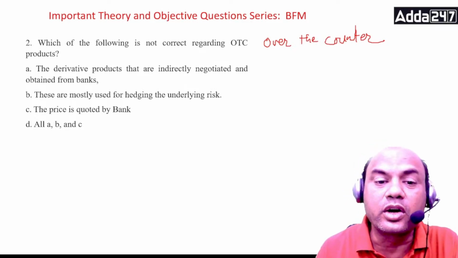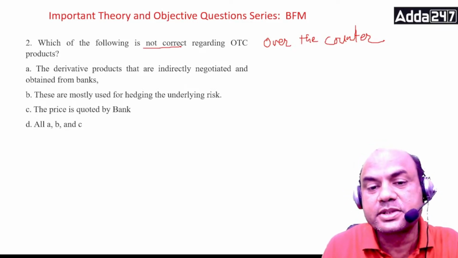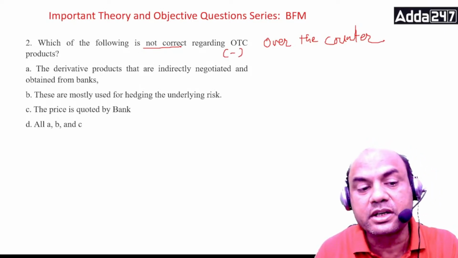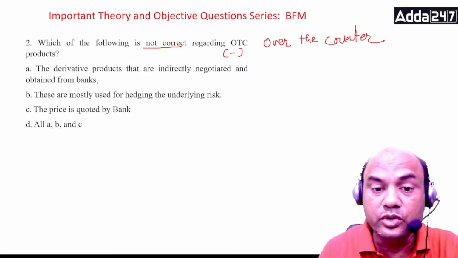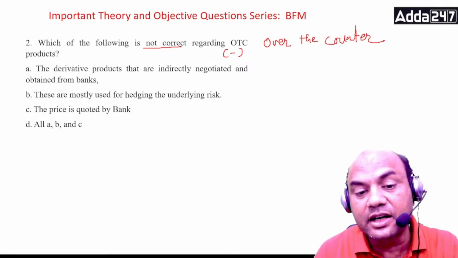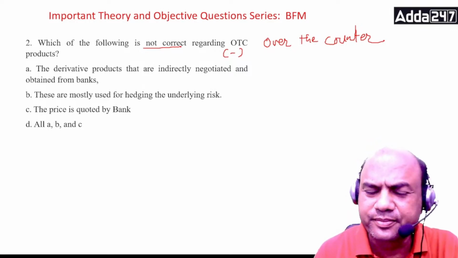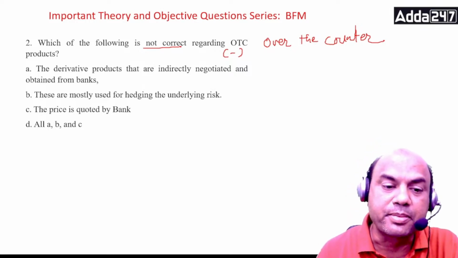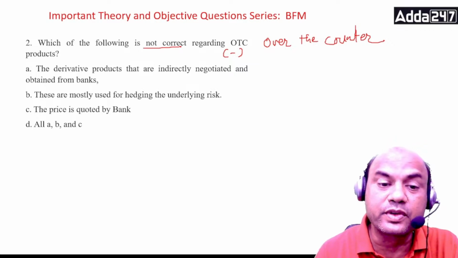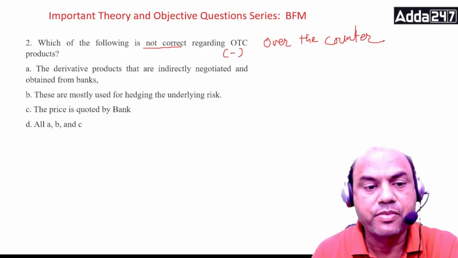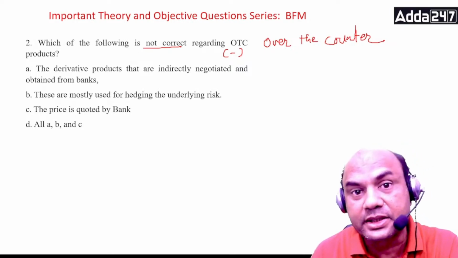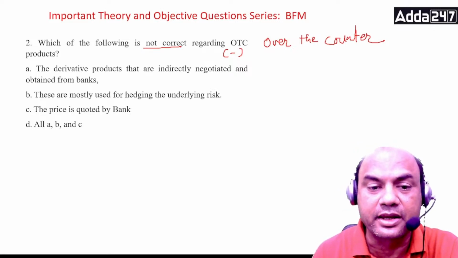So we want not correct regarding the OTC products. Here, it's a negative question. Kindly note. The derivative products are indirectly negotiated and obtained from the banks. These are mostly used for hedging the underlying risk. Means like options. These are all OTC products. The price is quoted by the bank. So which one of them is not correct? Price is quoted by the bank for OTC, which are available with the banks. Here, of course, OTC products are available with the bank.